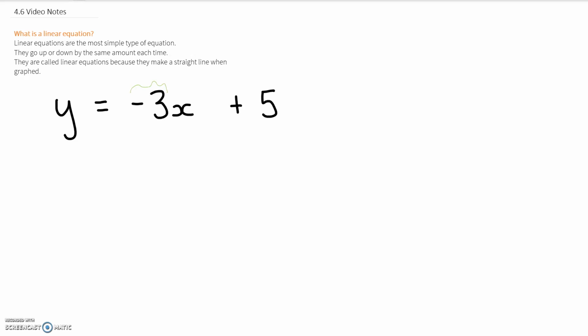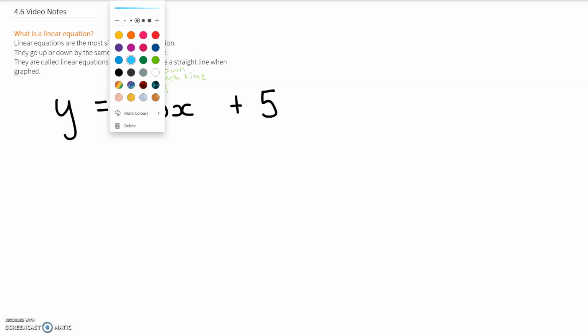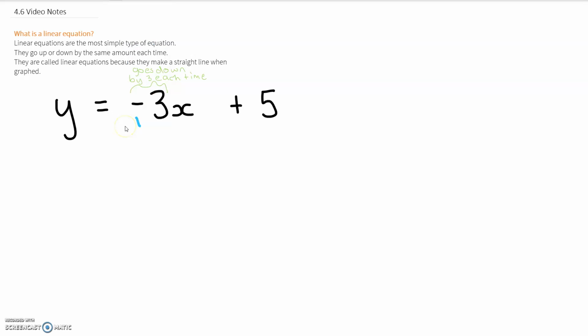And this part says that the pattern goes down by 3 each time because it's negative 3 times x. And because this says how much it goes up or down by each time, we call this part of the equation the rate of change. And that's one key piece of information. Always got to know the rate of change to write an equation.